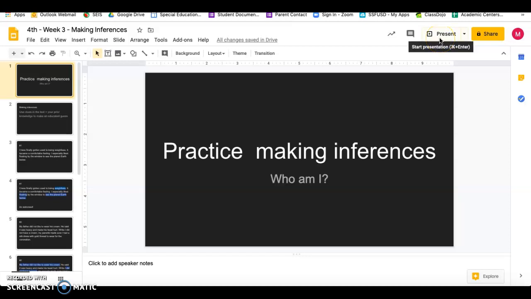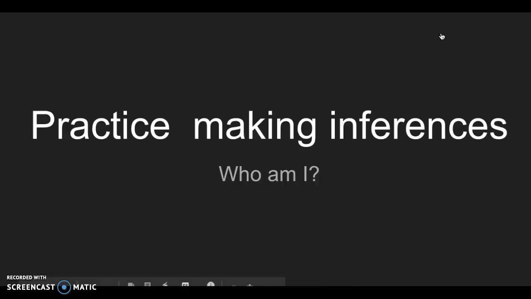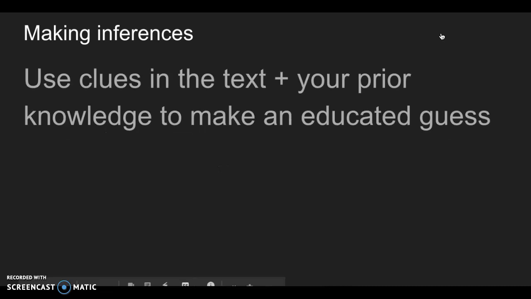Hey fourth graders, we're going to be practicing making inferences again. But this time, instead of "where am I," we're going to practice making inferences on "who am I." All right. So remember, when you make inferences, or when you infer, you're going to use clues in the text and your prior knowledge, so things that you already know, and you're going to use those two things to make an educated guess.